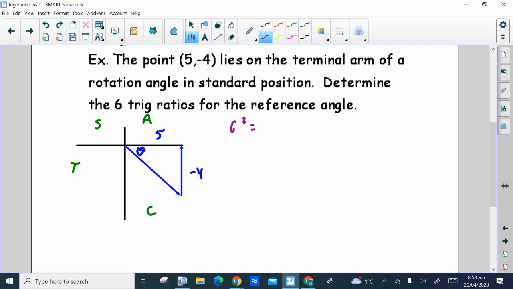r squared. By Pythagorean theorem, that'll be 5 squared plus negative 4 squared. Right, I'm just using c squared equals a squared plus b squared. So we'll get 25 plus 16, which is 41. So r will equal the root of 41. So that's our hypotenuse.